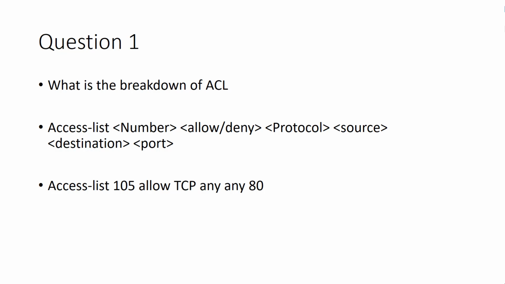A common mistake that I see is you will do an access list 105, allow IP, any, and you try to do port 80 and it doesn't work. And it's like, well, yeah, because the protocol is IP. IPs don't have port numbers. Only TCP and UDP have port numbers. Keep that in mind.